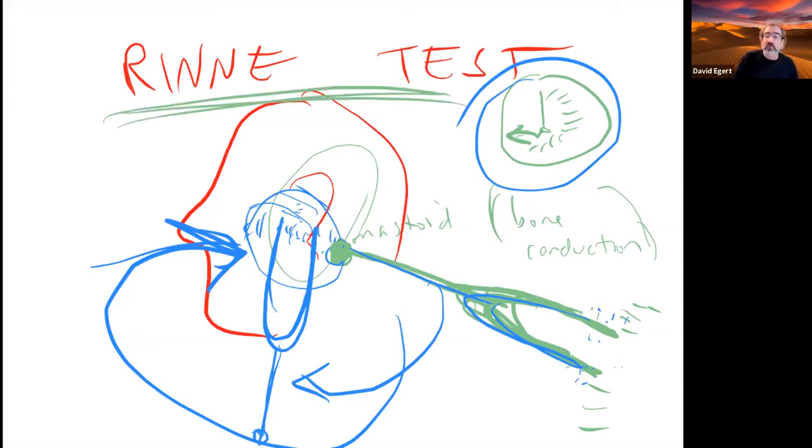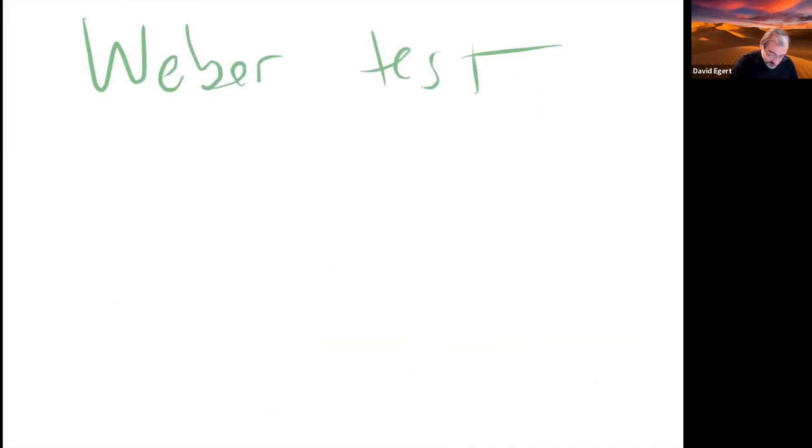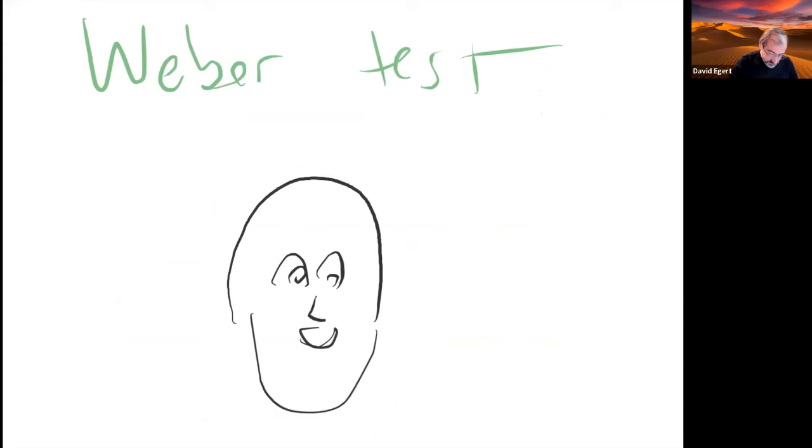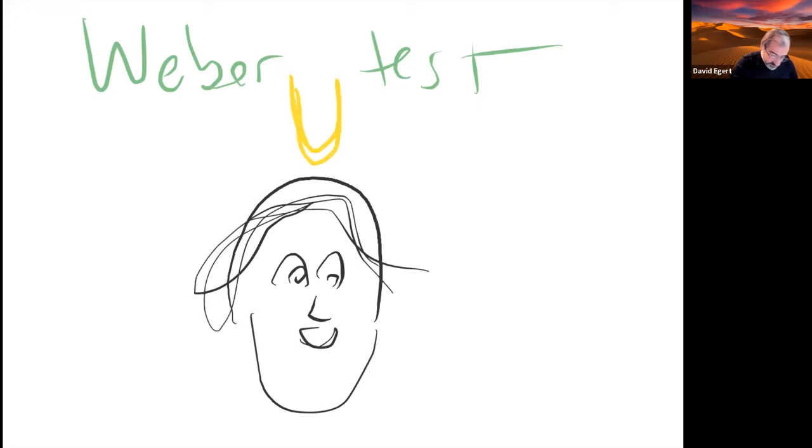This one is, I think, more intuitive to me. The other one, the Weber test, think of it kind of like the unicorn test or something. You basically stick the tuning fork right on the center line of their head. It can be on the top of their head, it can be on their forehead, doesn't really matter. If everything is working right, you listen to the volume in the two ears.